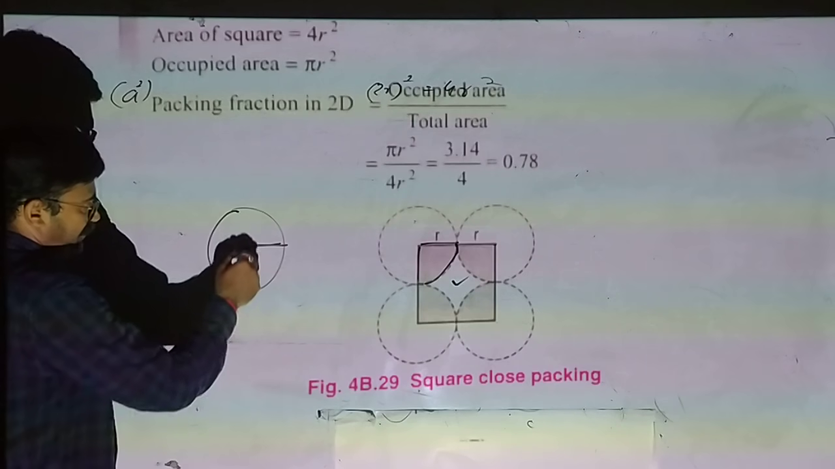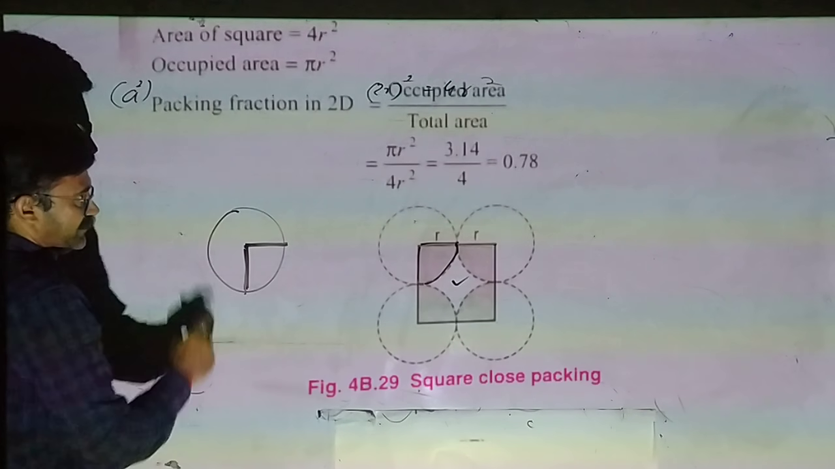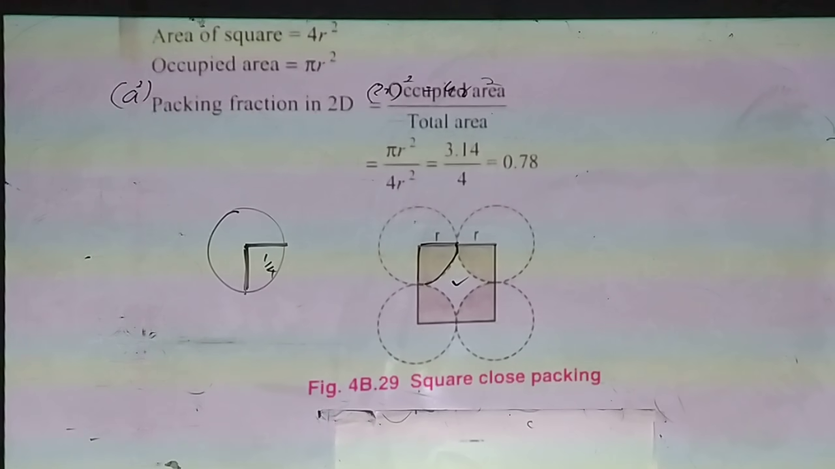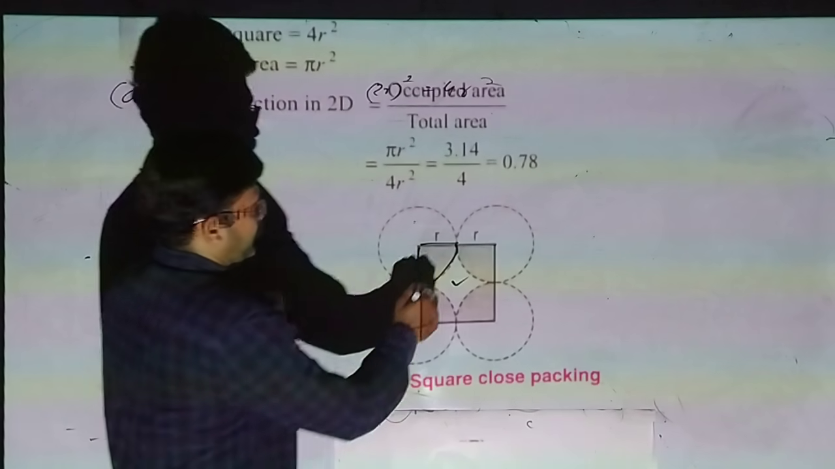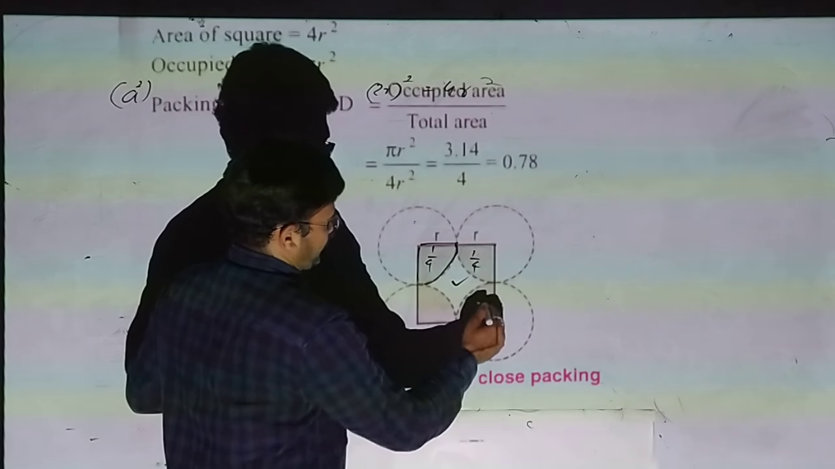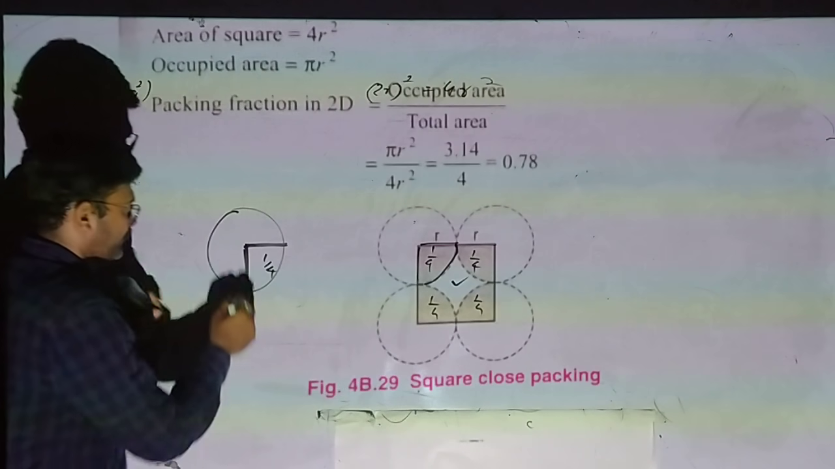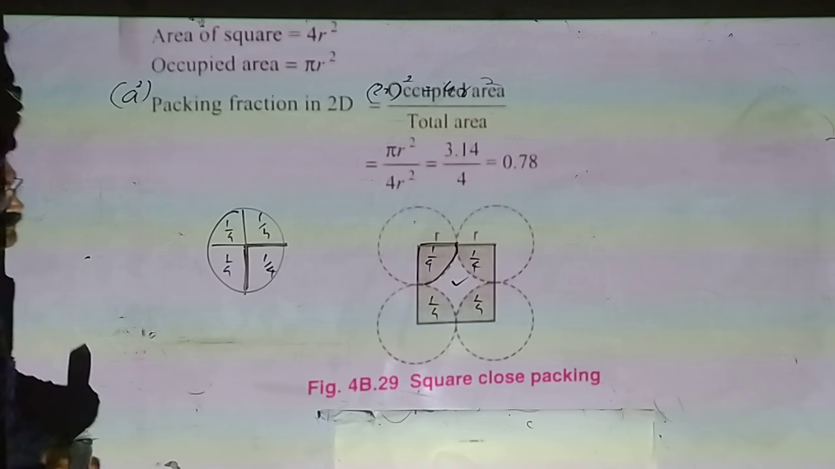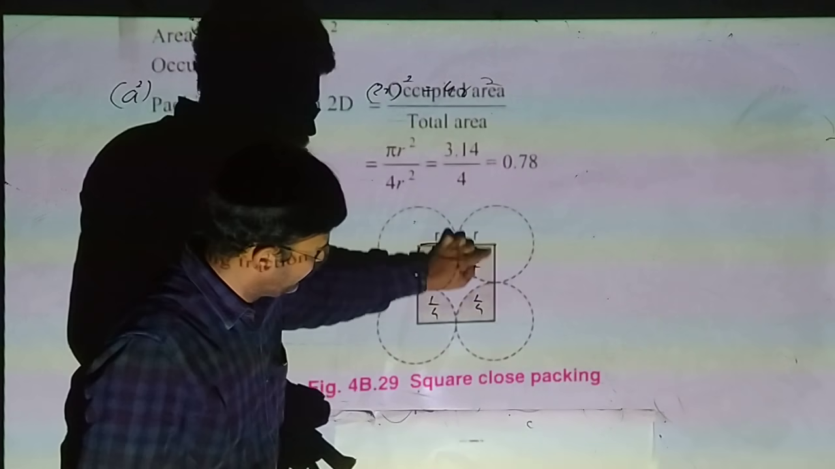Sphere, not sphere but ring. A ring has a 1/4 portion. So the 1/4 portion occurs 4 times in the ring, so it gives one ring: 1 by 4, 1 by 4, 1 by 4.